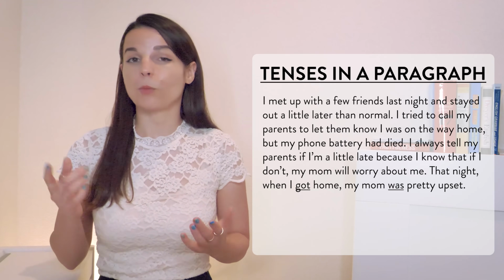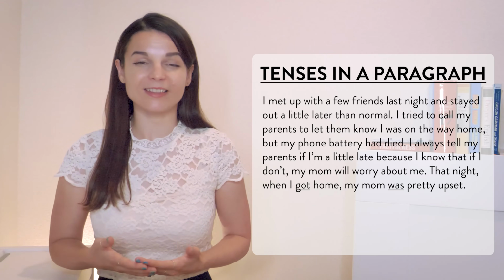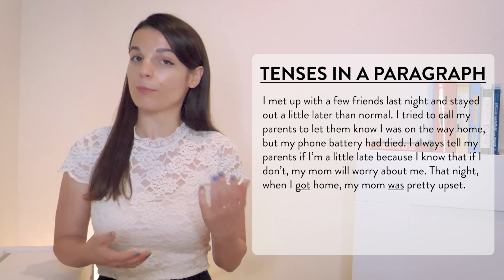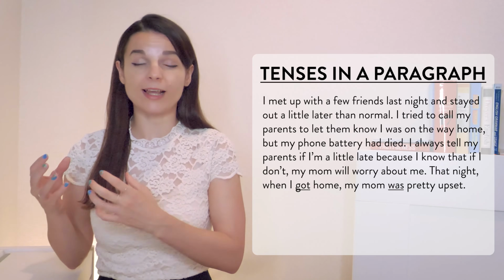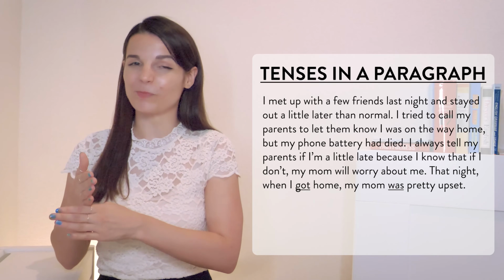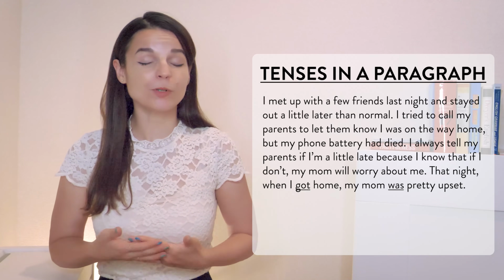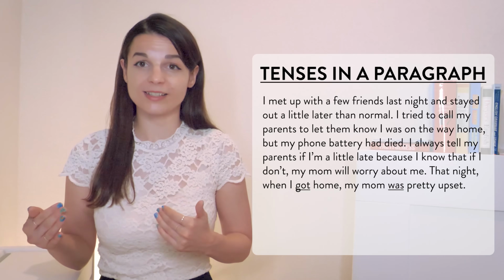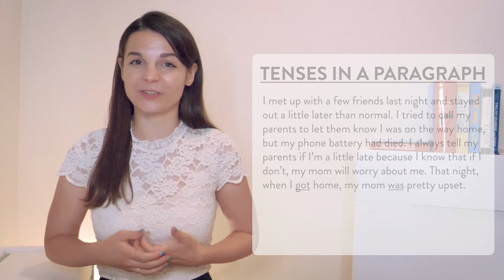Fourth sentence, when I got home and my mom was pretty upset, both use past tense because they refer to a past action and past condition that were true at the same past point in time. When I got home, my mom was upset. Same point in time. Great! Hopefully this helped illustrate how we change between tenses as we tell stories. It's quite natural to move between tenses according to the information in the story.